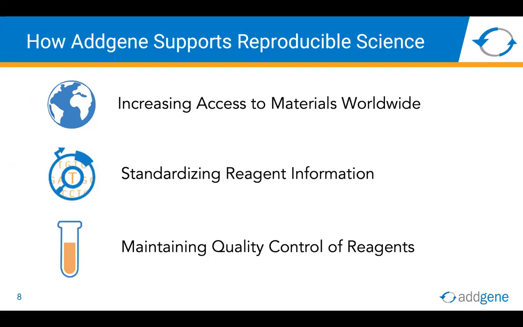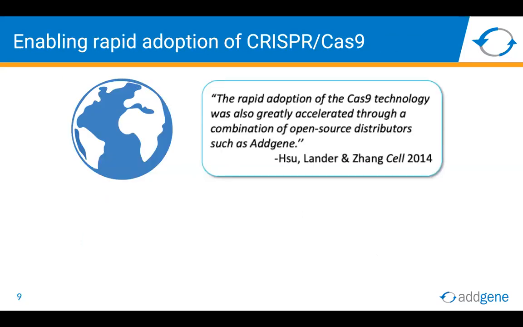In addition to helping scientists do faster science, Addgene is also committed to supporting reproducible science. And we do this by increasing access, standardizing reagent information, and maintaining quality control of reagents. And here's a really great example of how Addgene has played such a big role in enabling the rapid adoption of a technology like CRISPR-Cas9 by helping scientists quickly distribute and access these plasmids.